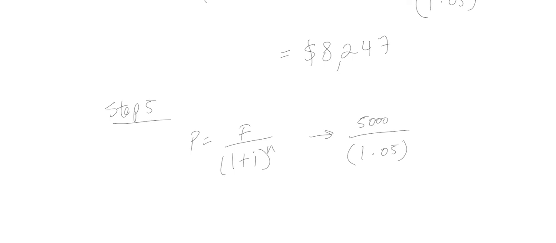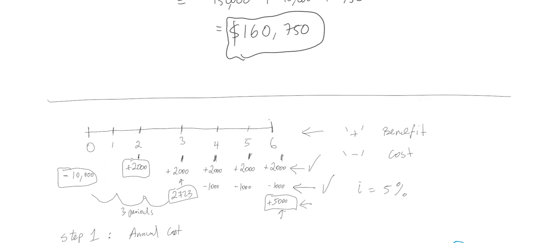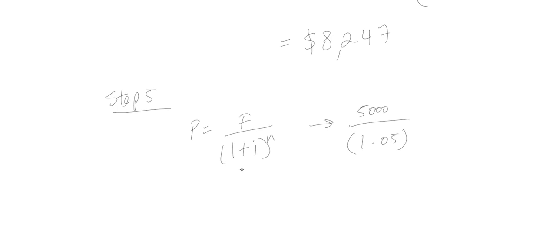And then the n is going to be the periods that you want to discount. So I'm going to move from 6 to 0: 1, 2, 3, 4, 5, 6. That's 6 jumps that I have to make back in time. And so if I were to plug that in the calculator, what I would get is $3731.